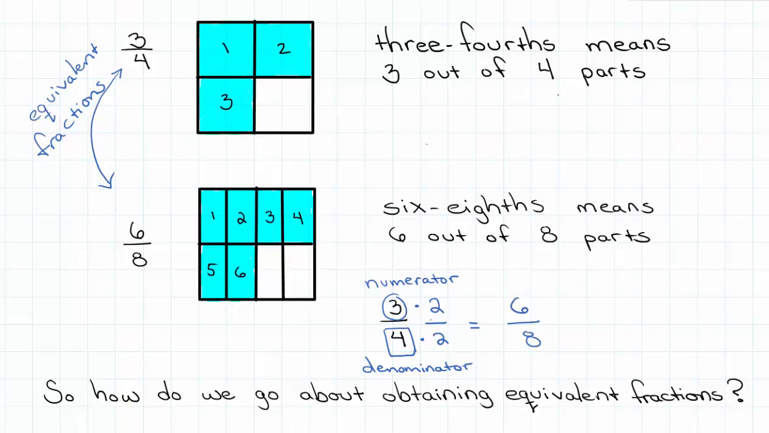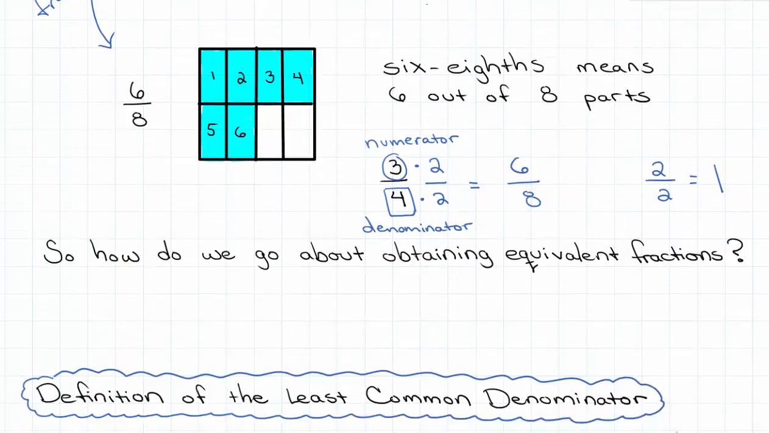The reason I'm allowed to do this is because if you look at this fraction 2/2, 2 divided by 2 is equal to the number 1. And you're allowed to multiply anything by the number 1 without changing the value of the original number. So that's why we're allowed to multiply the numerator and the denominator by the same exact number.